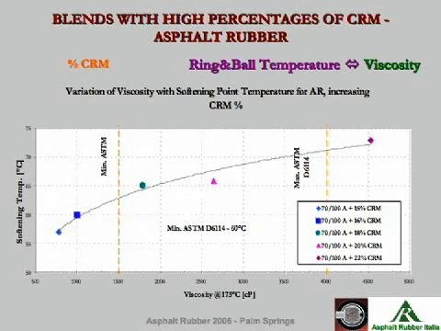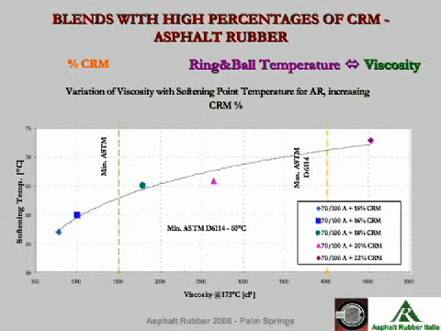We started to see the influence of increasing, considering asphalt rubber formulations, the percentage of crumb rubber on the main properties of the material. So here we can see the relationship, and it's very intuitive, of the softening temperature point and the viscosity. Of course, increasing the percentage of crumb rubber, we increase viscosity and we increase the ring and ball temperature.